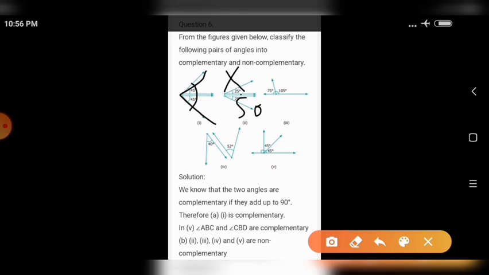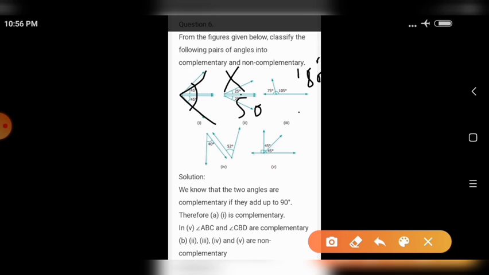And then adding these two, this is 75 plus 105. Adding here we get 180 degree. This is not a complementary angle, it is a supplementary angle. And the next one, first subdivision. Here 40 degree and 52 degree.